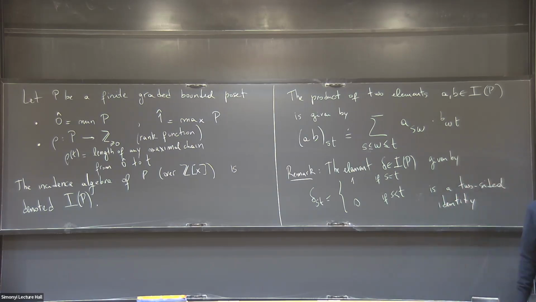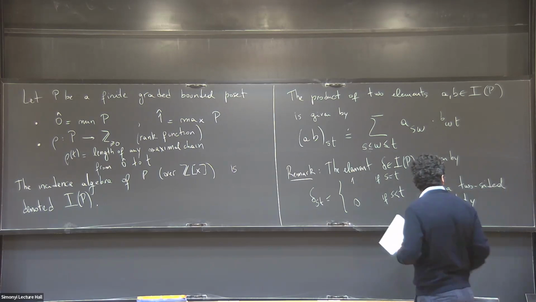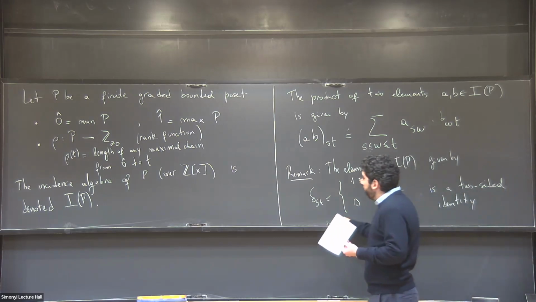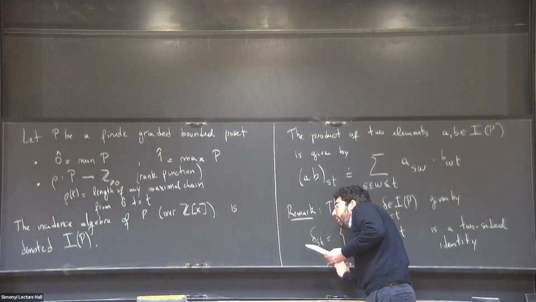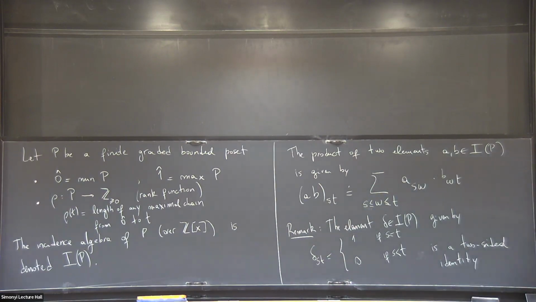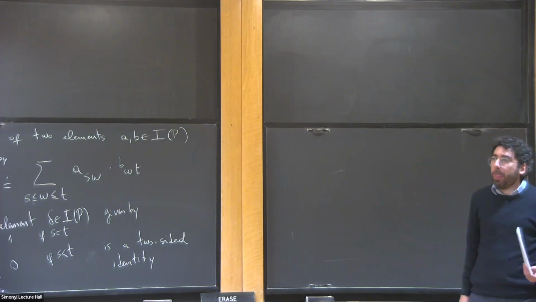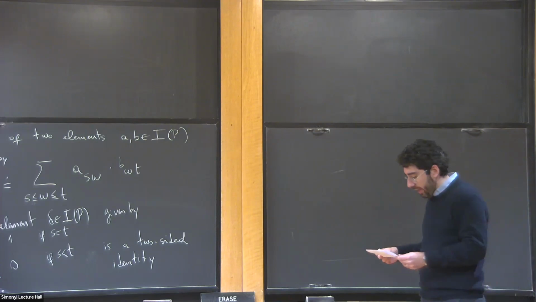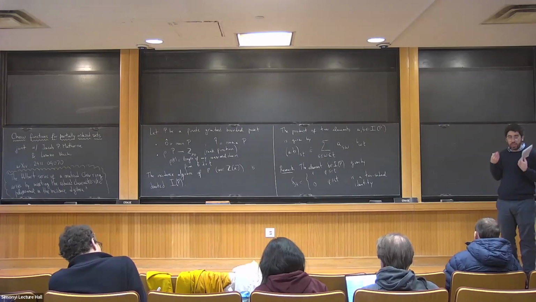So you can check very easily that if you multiply A with delta, you obtain A, and if you multiply delta with B, you obtain B. So this is the identity in this incidence algebra, and with that you can conceive the notion of inverses, and there is a very easy criterion to check whether an element has an inverse.